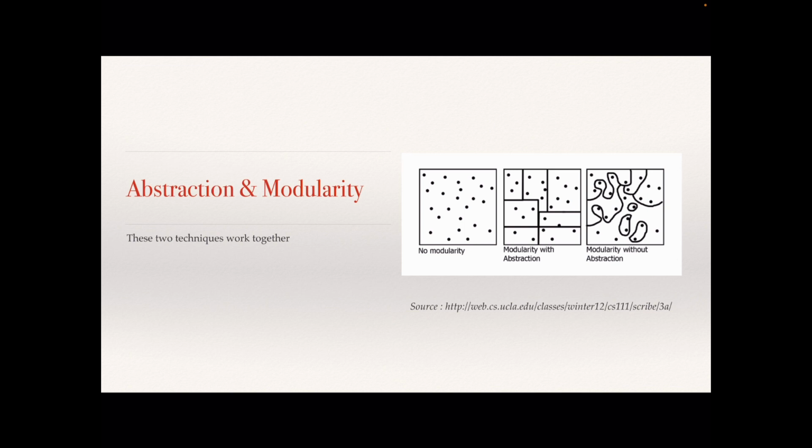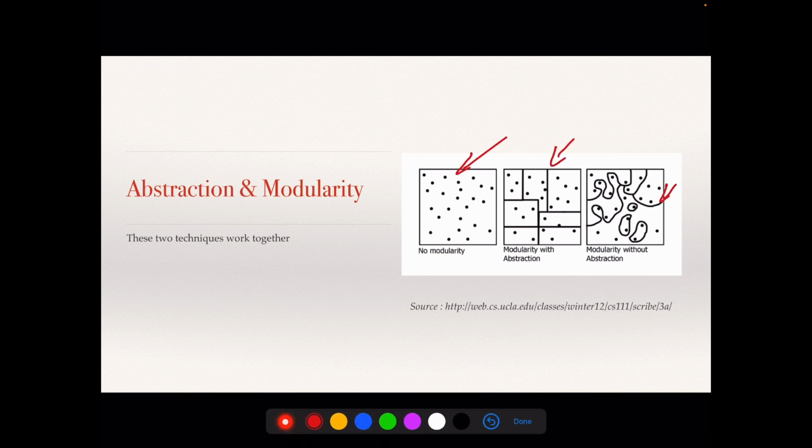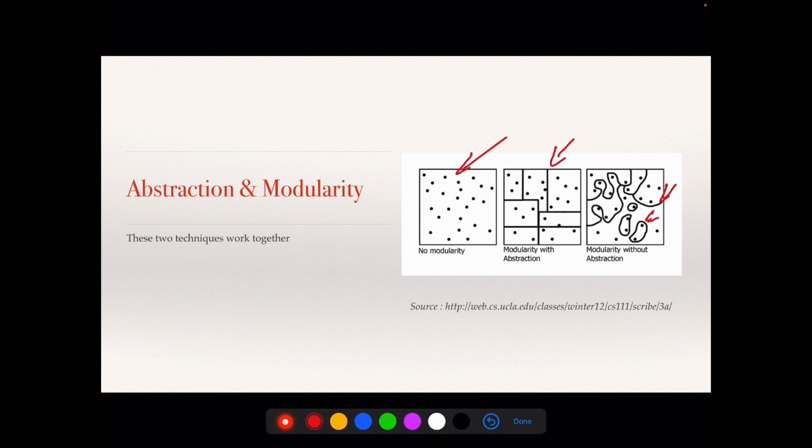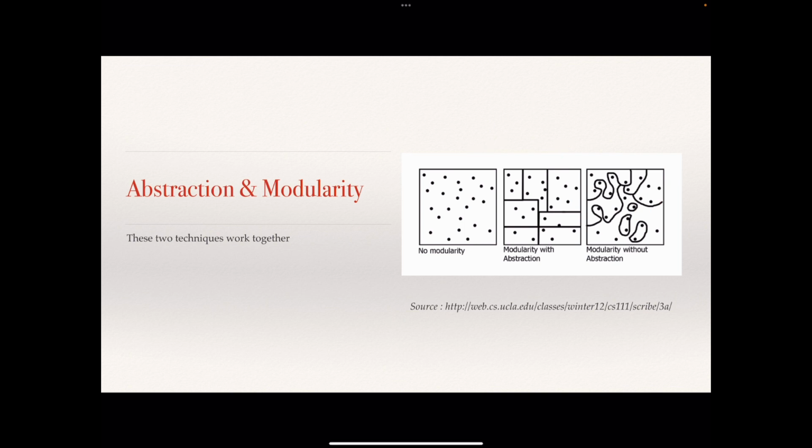If we go to this example here, the rightmost one, we have modularity without abstraction. You can see why: we have modularity because we have divided our space into modules. But at the same time, there are no well-defined borders between these modules. You can see how we have small islands, this one and this one and this one. They are contained in other modules, which means we don't have well-defined boundaries between our modules.